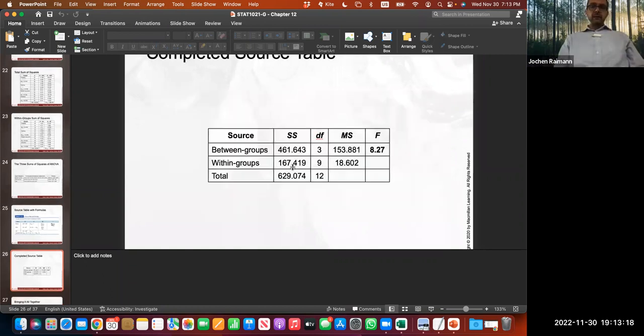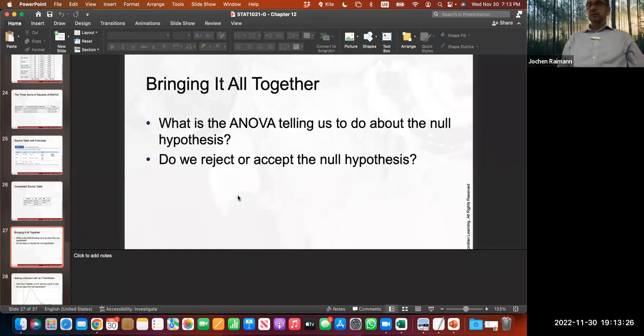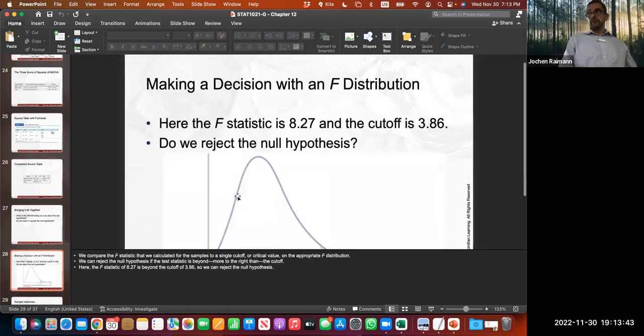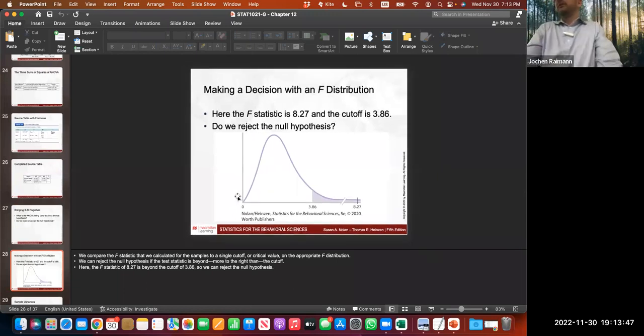So this is the ANOVA source table, basically quantified and filled out, as we've just filled it out ourselves. Once you bring this all together, we know now that the ANOVA is telling us that the null hypothesis is wrong. At least one of these groups is different from another group. So we're rejecting the null hypothesis. Is that always the case, or is this just a weird example? No, that was just the example.